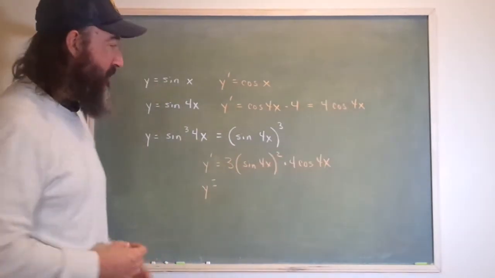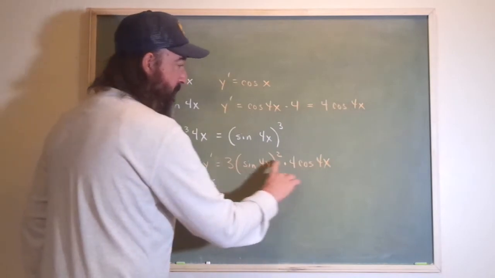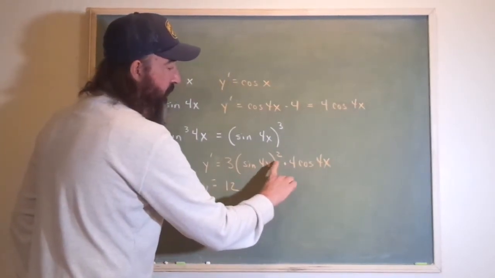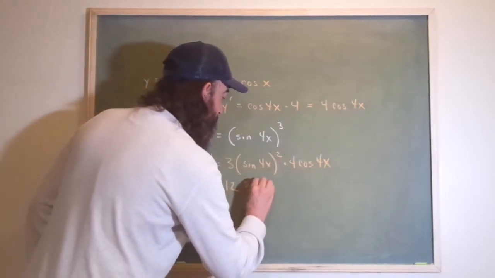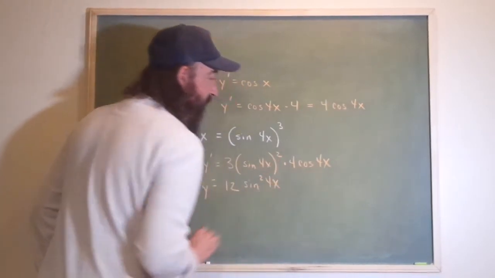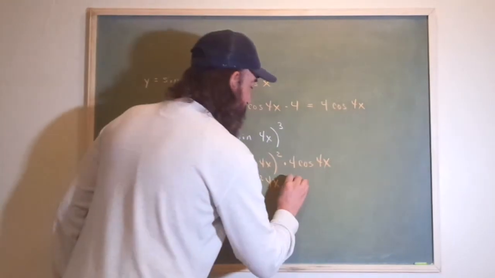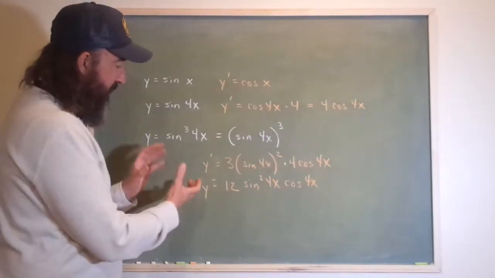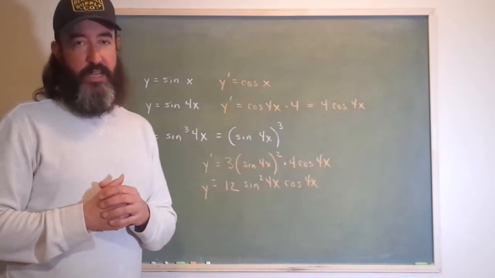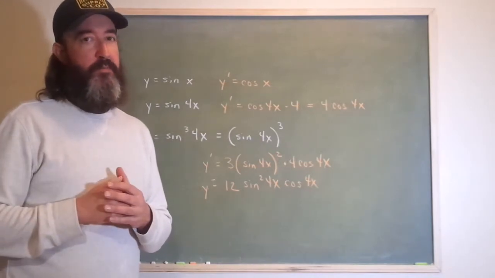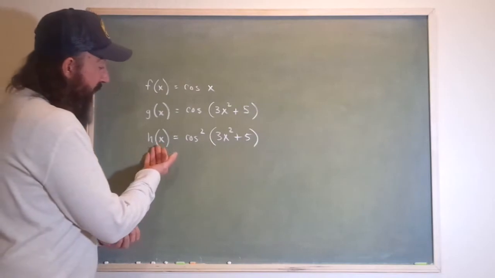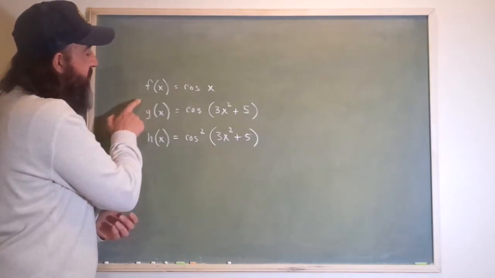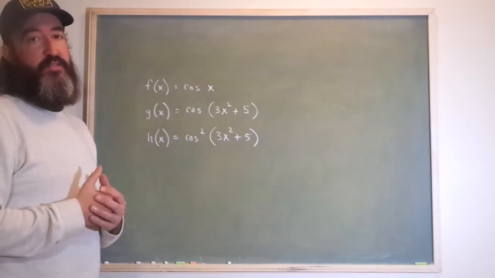Now let me see if I can neaten this up a bit. I have a coefficient of 3 and a coefficient of 4, so that would be 12. My sine of 4x to the power of 2, I could write as sine squared 4x, and then times cosine 4x. And finding derivatives like this is where this lesson gets a little bit tricky, so we better look at a few more examples. Here, finding the derivative of h of x can be a bit tricky, so I'm trying to take the approach of easing into it with some easier derivatives first.